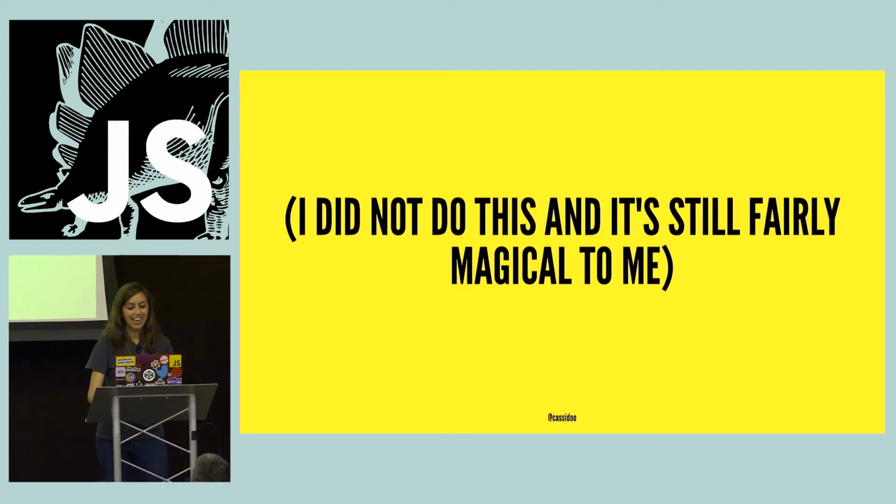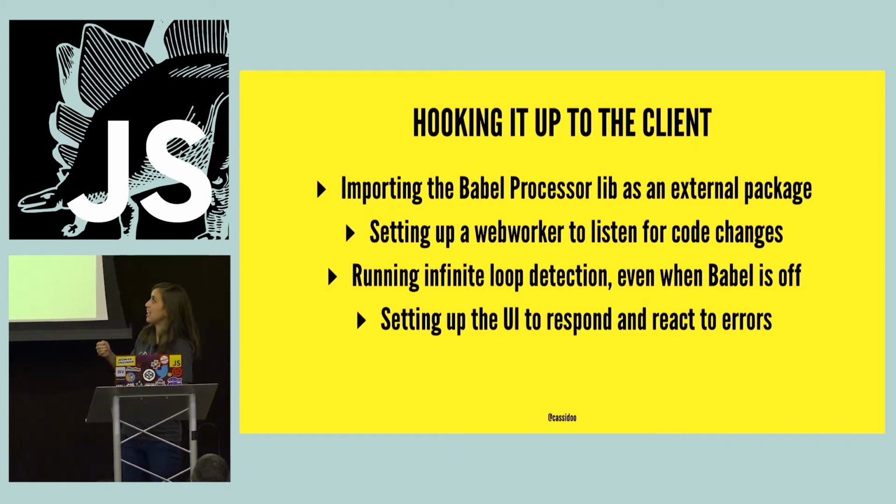But anyway, to hook it up to the client, it was a matter of importing the Babel Processor library as an external package. It was in a separate repo, and we installed it into the pen package. We set up a web worker to listen for code changes in the panels, and every time a code change happened, it would run the Babel processor and produce the preview. So it was constantly listening for what was happening and listening if there needed to be something imported from an external library, that sort of thing.